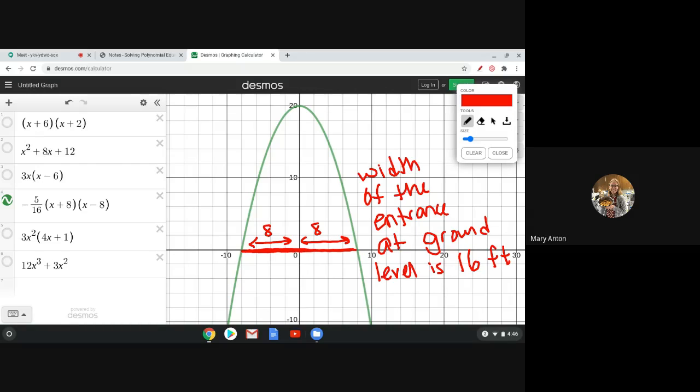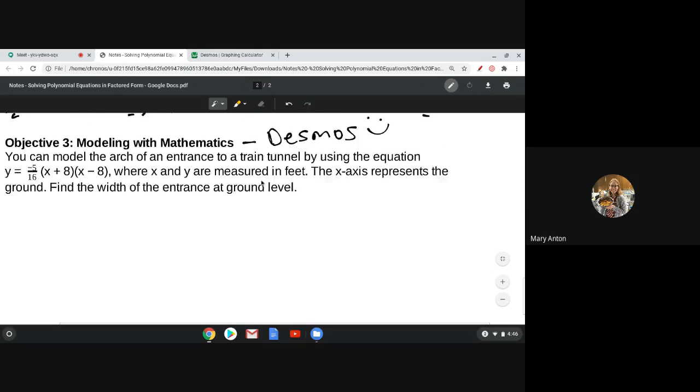Could you have figured that out without Desmos? Sure, you could have just found the roots to be negative 8 and 8, and found the distance between those 2 points. Or you can graph it and see this more visually. So that's it for the notes, y'all.